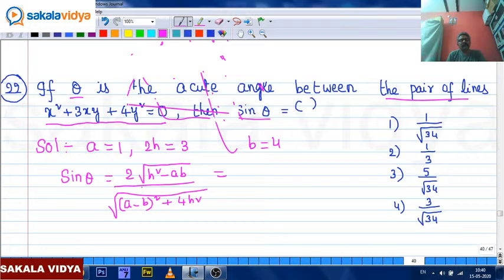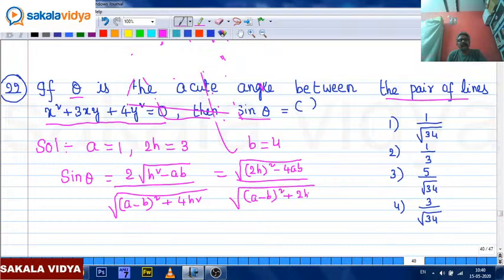So this can be rewritten. This 2 root of h square minus ab may be written like this: root 4 into root of h square minus ab. You can write 4h square as 2h whole square minus 4ab. In a similar fashion, a minus b whole square plus 4h square can be written with 2h whole square.